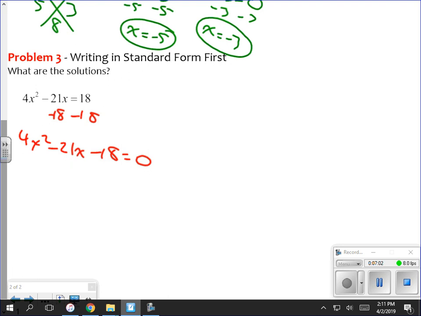Okay. If it's already equal to 0, great. You don't have to do that. It's already done. The previous problem was already equal to 0. Great, it was already done. Now I'm doing what I did on the previous one. Factor.